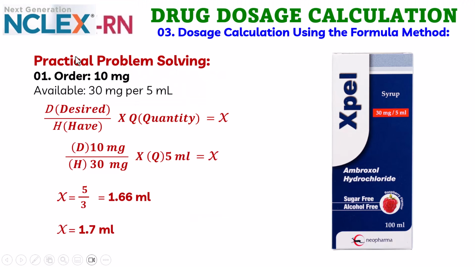So let's see some practical questions. Order is 10 milligram. Available is as shown in the picture, that is 30 milligram per 5 milliliter. So here you have to estimate: available is 30 milligram per 5 milliliter, order is 10. So the amount should be less than 5 milliliter. So desired is 10 milligram divided by having is 30 milligram into 5. Then you can cut the zeros and 5 divided by 3 is 1.66 milliliter. So you can round it to the nearest tenth. So that is 1.7 milliliter.